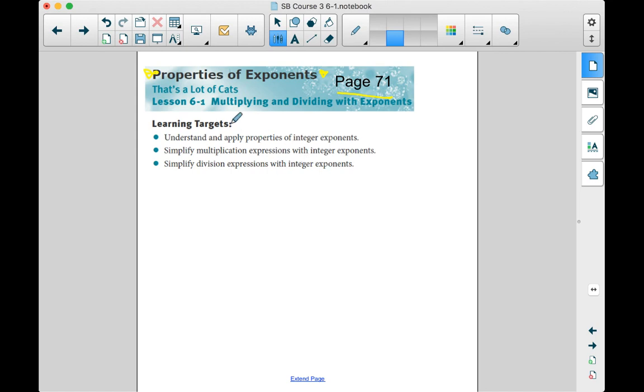And I want to call your attention to the two types of properties or expressions that we're going to be working with today. So in 6.1, 6.2, and 6.3, we're going to be working with all different properties with exponents. However, today we're working on simplifying multiplication expressions with integer exponents, and that just means with positive and negative whole number exponents, and simplifying division expressions. Once again, with positive and negative exponents. So the integer is just the positive or negative whole number.